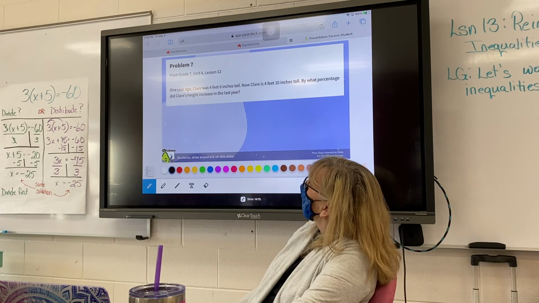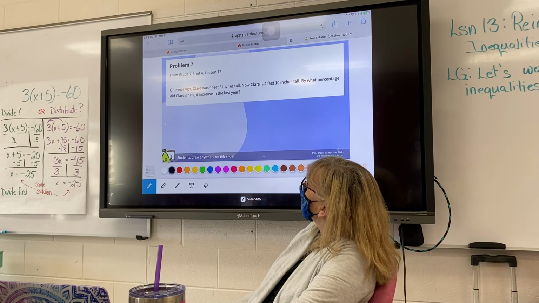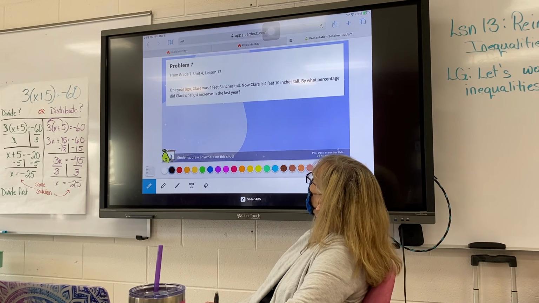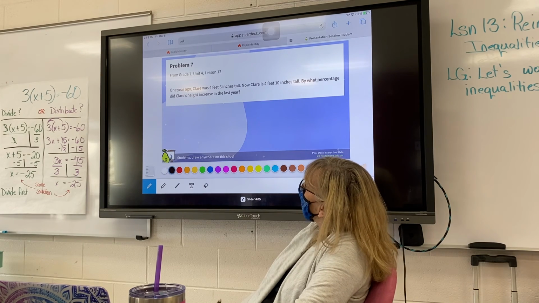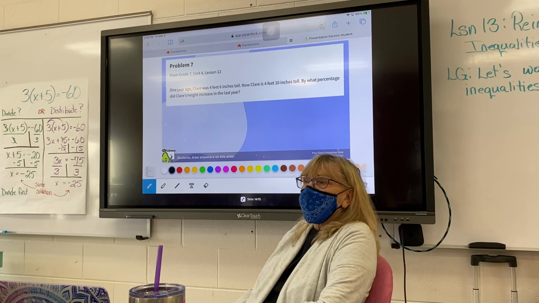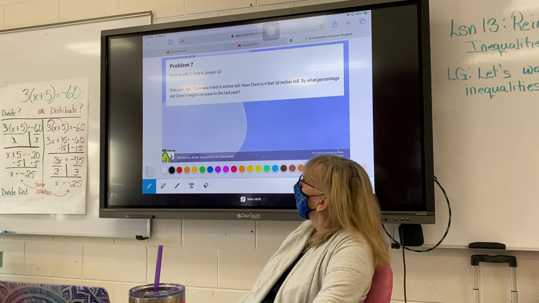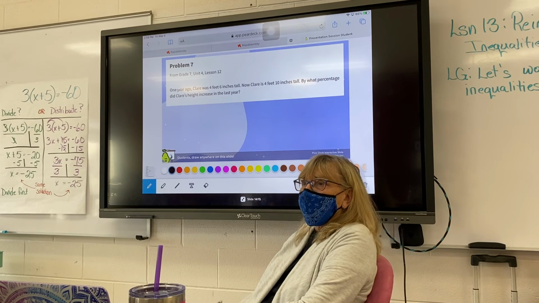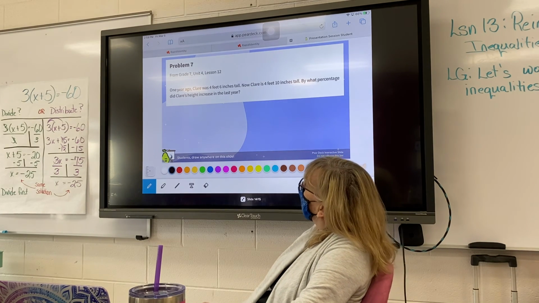All right, 1 year ago, Claire was 4 feet 6 inches tall. Now Claire is 4 feet 10 inches tall. By what percent did Claire's height increase in the last year? What's the story about? Height. Okay, what kind of problem is it? It's a percentage problem.